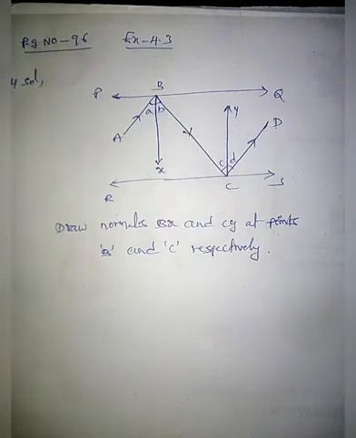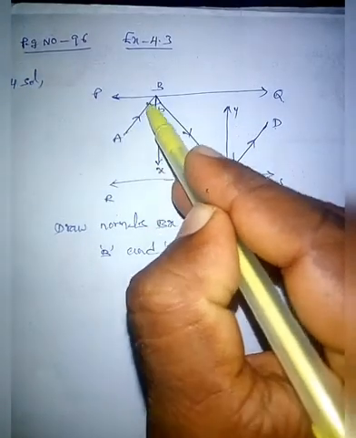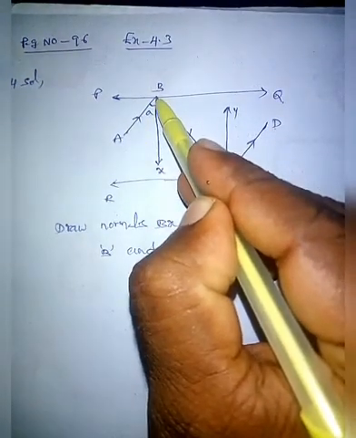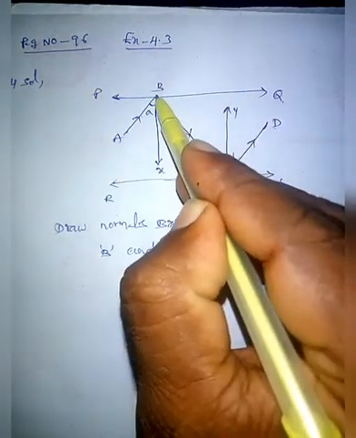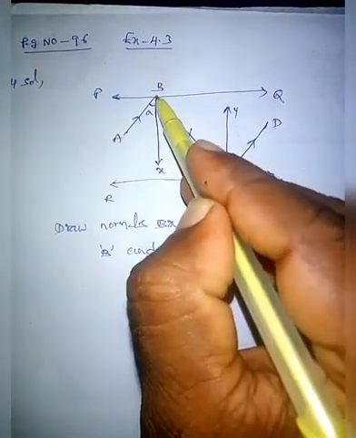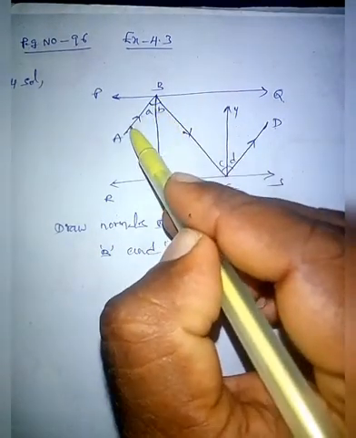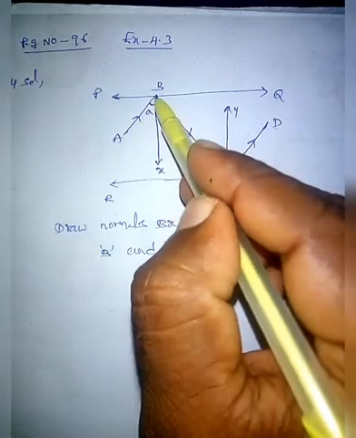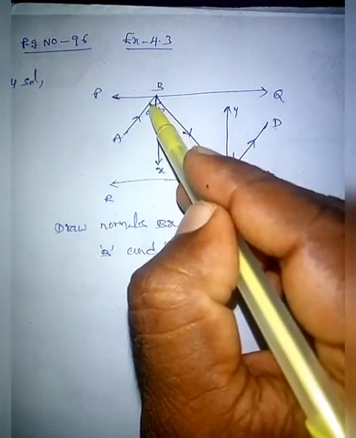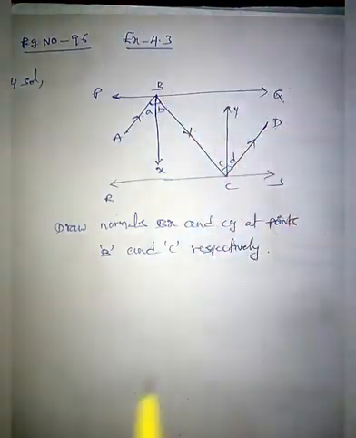Children, you know that the incident angle is equal to the reflected angle. So this is the incident angle. It is incident on the PQ mirror at B. At this point, this is the normal and this is the reflected angle. The incident angle means the angle between the normal and the incident ray. So that is the incident angle. The incident angle is always equal to the reflected angle.